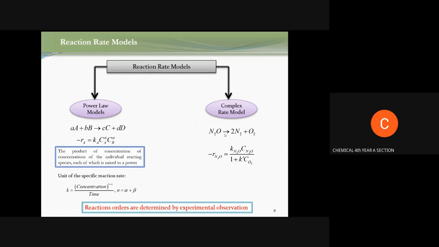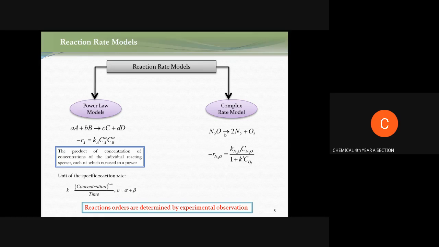Simply, I am going to explain by using a sentence. The concentration of the product is automatically equal to the individual reacting molecules' concentration. This is the power law model, and these are the basic things you have to know in it.